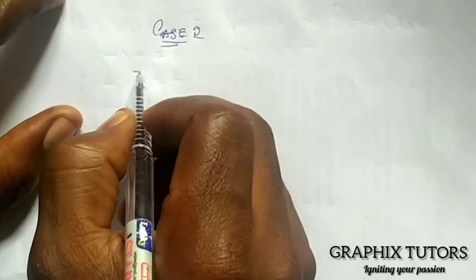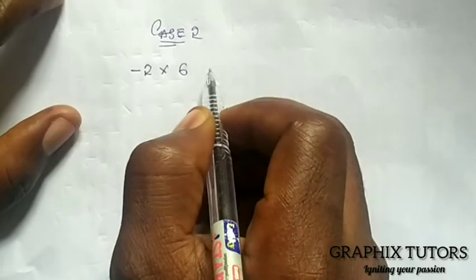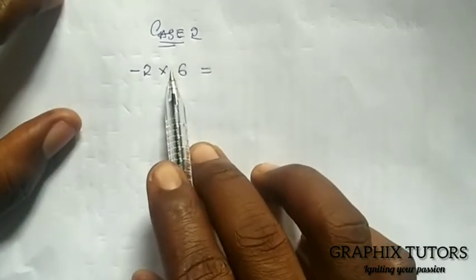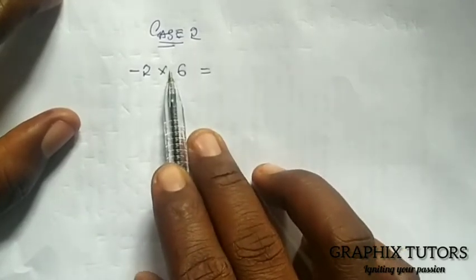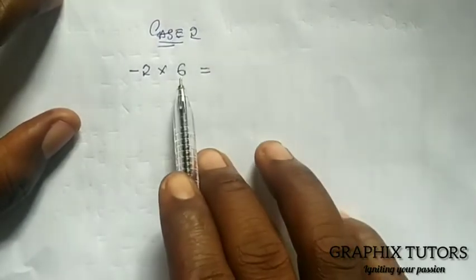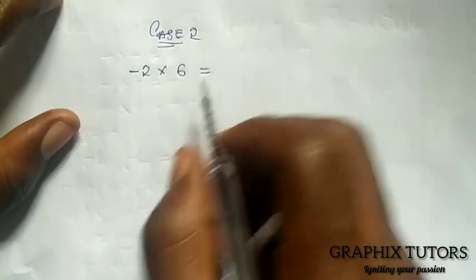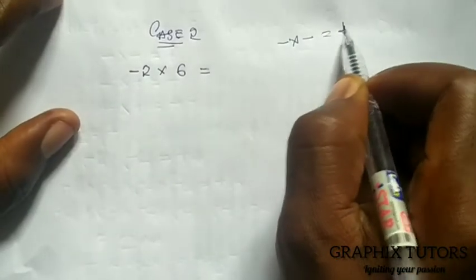Now, case 2. If I have minus 2 times 6, what would that give us? Now watch. Because there's nothing here doesn't mean there's nothing there. There's something there, and that is what? Positive. So when you see any natural number that is standing alone without a sign attached to it, there's a sign attached to it, and that is positive. And we know it takes 2 negatives to give you 1 positive.